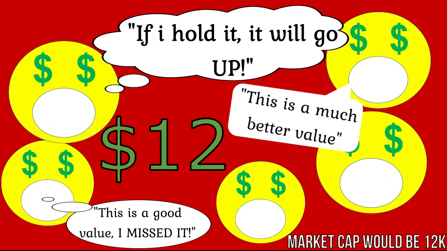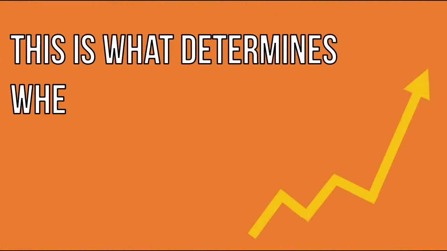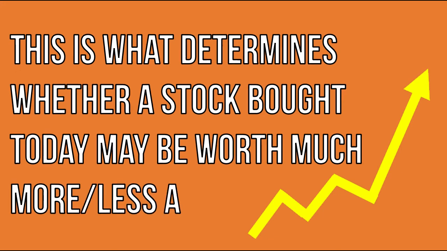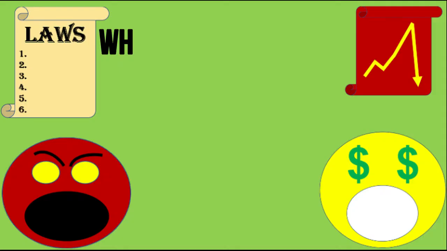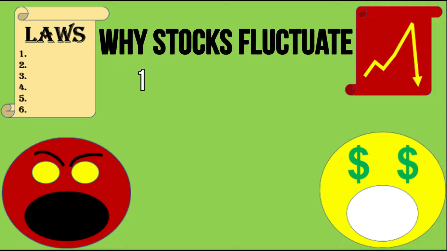Based off of the interest a company gives to an investor to purchase shares, this is what determines whether a stock bought today may be worth much more or less a year later. This is why the fixed number of outstanding shares is what creates supply and demand in the stock market, and therefore explains the ups and downs of a company's value.